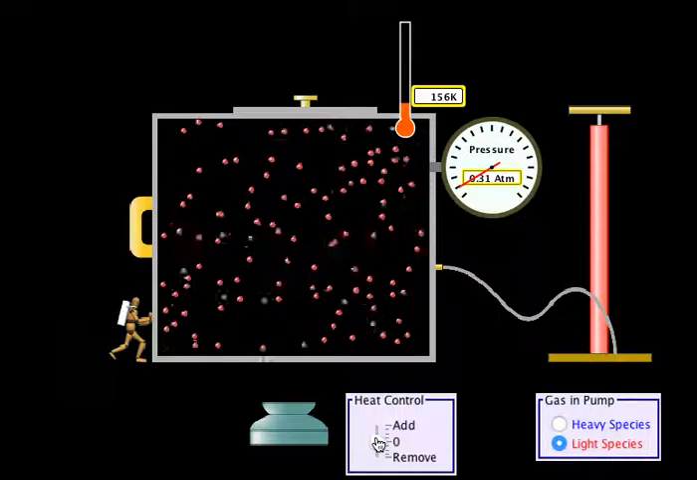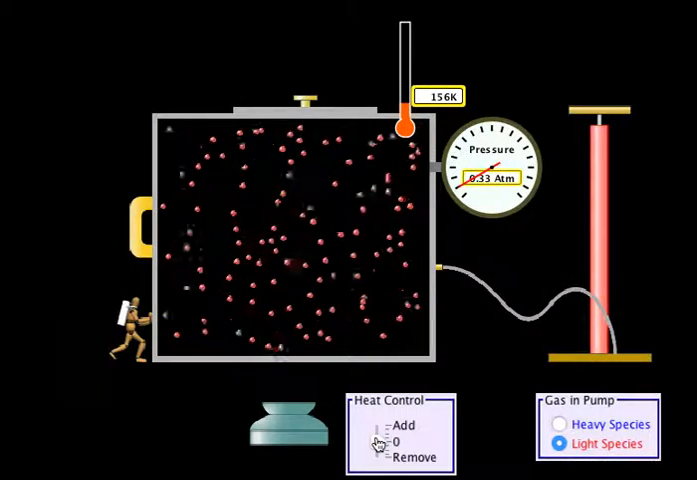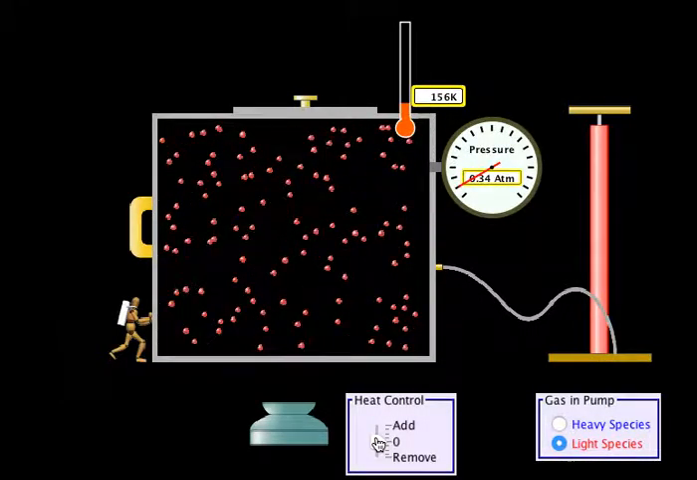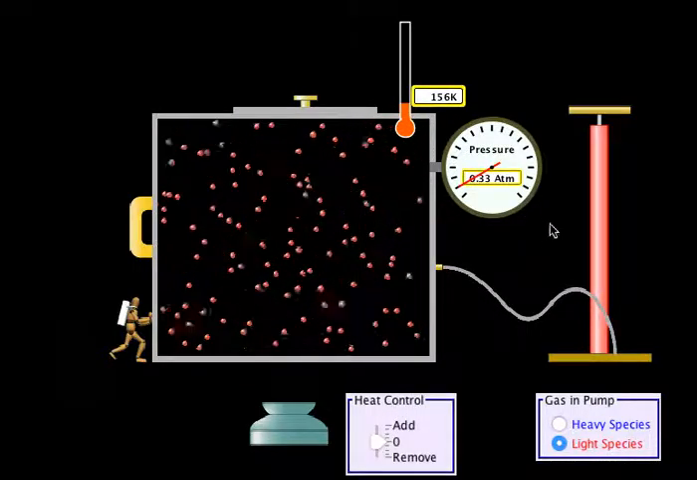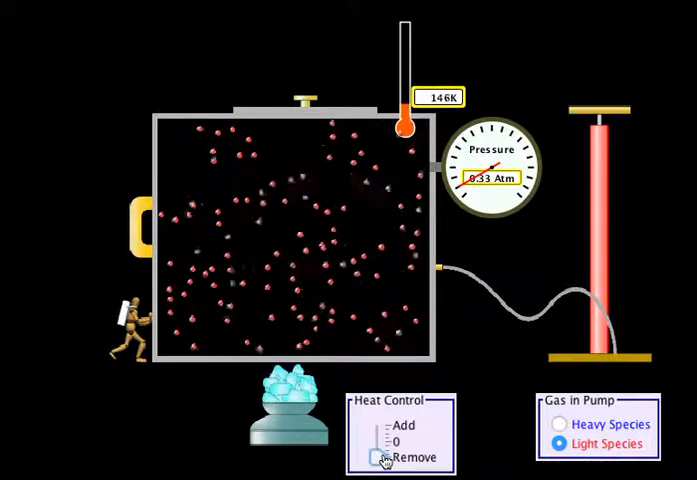Now, remember, we learned in Unit 2, temperature affects the speed of the particles. So the higher the temperature, the faster those particles are going to be moving, and the lower the temperature, the slower those particles are going. So let's look. Here's my pressure now. It went up since I added those particles. What would happen if I cooled them off?